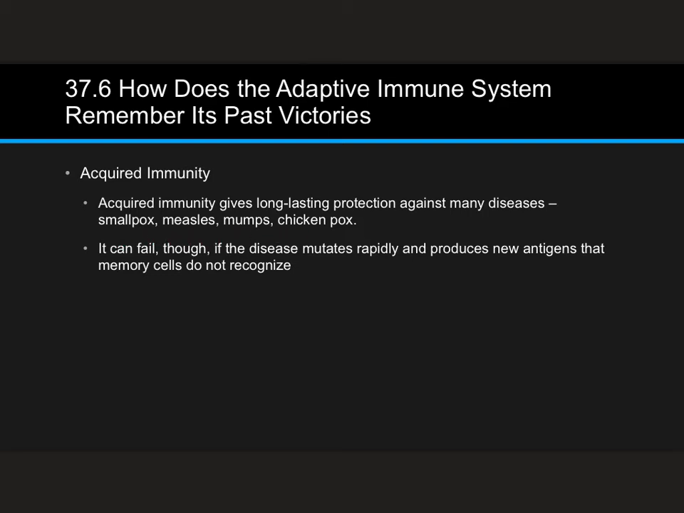So acquired immunity can fail, though. The reason is mostly because diseases can mutate rapidly and produce new antigens that the memory cells do not recognize. This is why you get different colds every single flu season. You don't get the exact same virus every single year. You get some sort of variation of it, and depending on how close it matches to ones that you've had in the past, your body may or may not be able to respond fast enough to fight that off. So diseases mutate, which slows down your response to it.